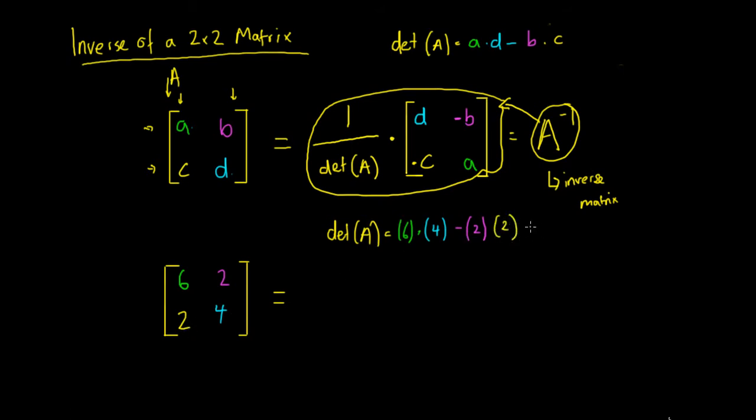So our determinant, which I'll denote as determinant of A, is equal to 6 times 4, which is 24, minus 2 times 2, which is 4, so our determinant is equal to 20. So we know that everything in this matrix up here is going to be multiplied by 1 divided by 20, or 1 divided by the determinant of A.